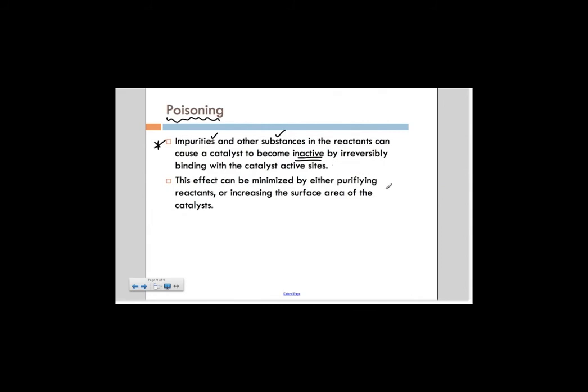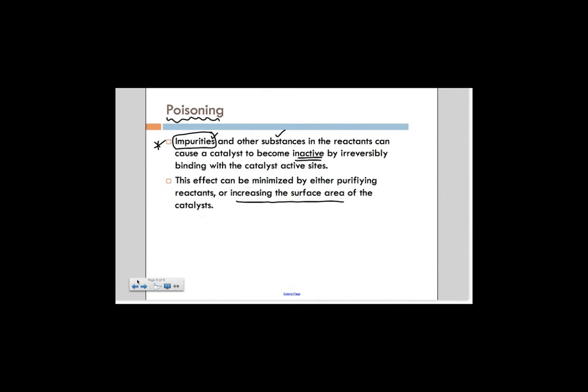Okay, there are a couple of different ways you can minimize this. You can either remove the impurities by purifying your reactants before you use them, or sometimes increasing the surface area of your catalyst essentially gives you a ton more active sites, and so it takes longer to poison it so much that you can't use the catalyst anymore. But the susceptibility of a catalyst to poisoning is definitely one thing you want to consider.